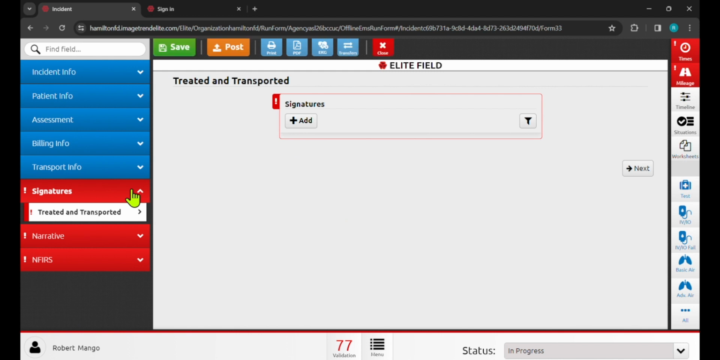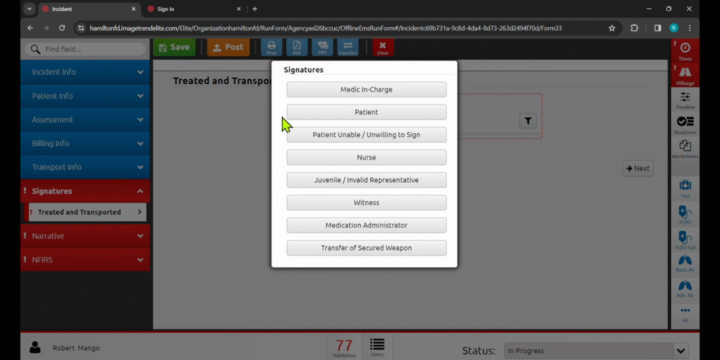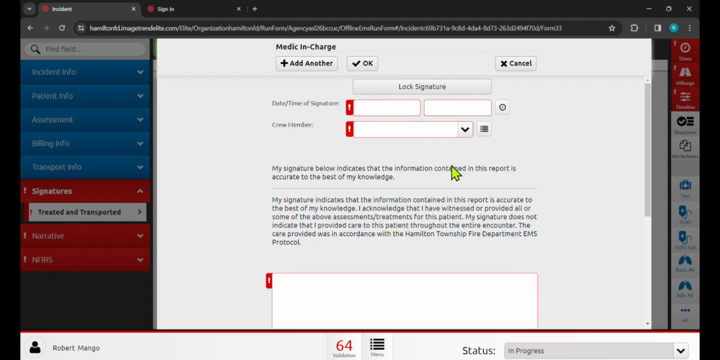Signatures. Okay. So let's talk about signatures. Different dispositions will require different signatures. Okay. It is always going to require your signature.